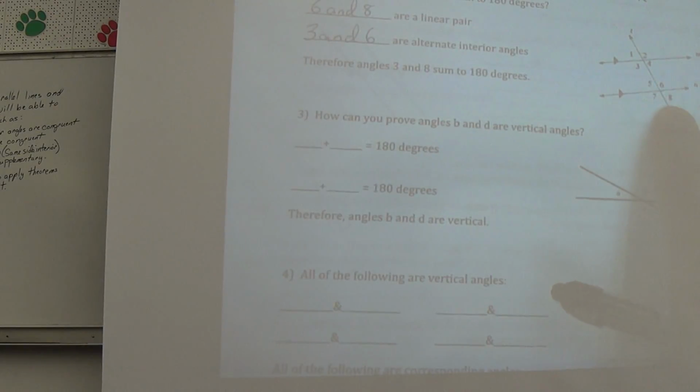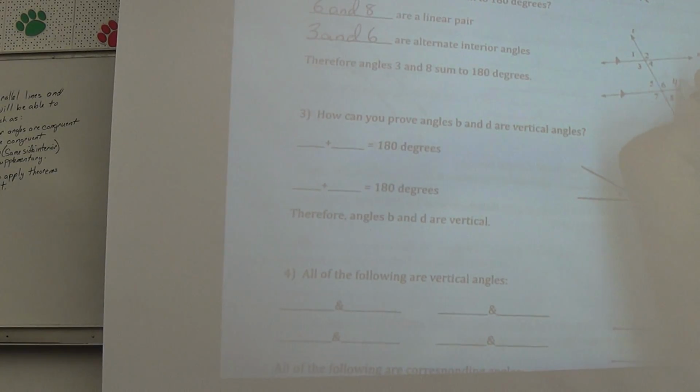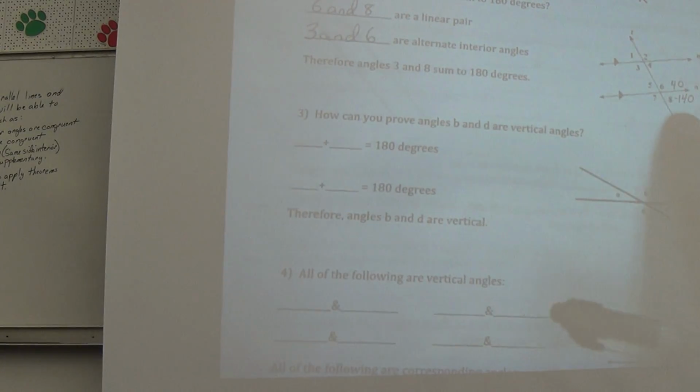And if these two are supplementary, right? So let's make them supplementary. So let's make this 40 and make this 140, just because. So if these two are a linear pair, they're supplementary, and these two are congruent because they're alternate interior angles, let's make this 3 congruent to that 40. So this would be 40.